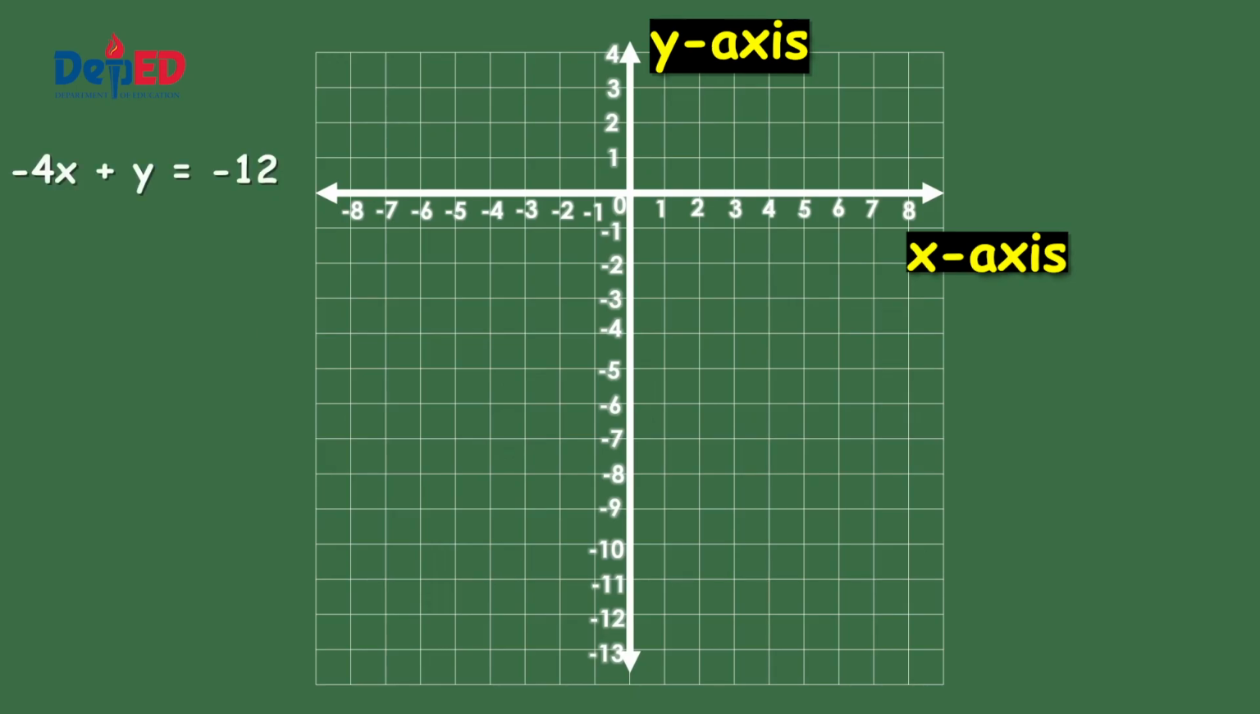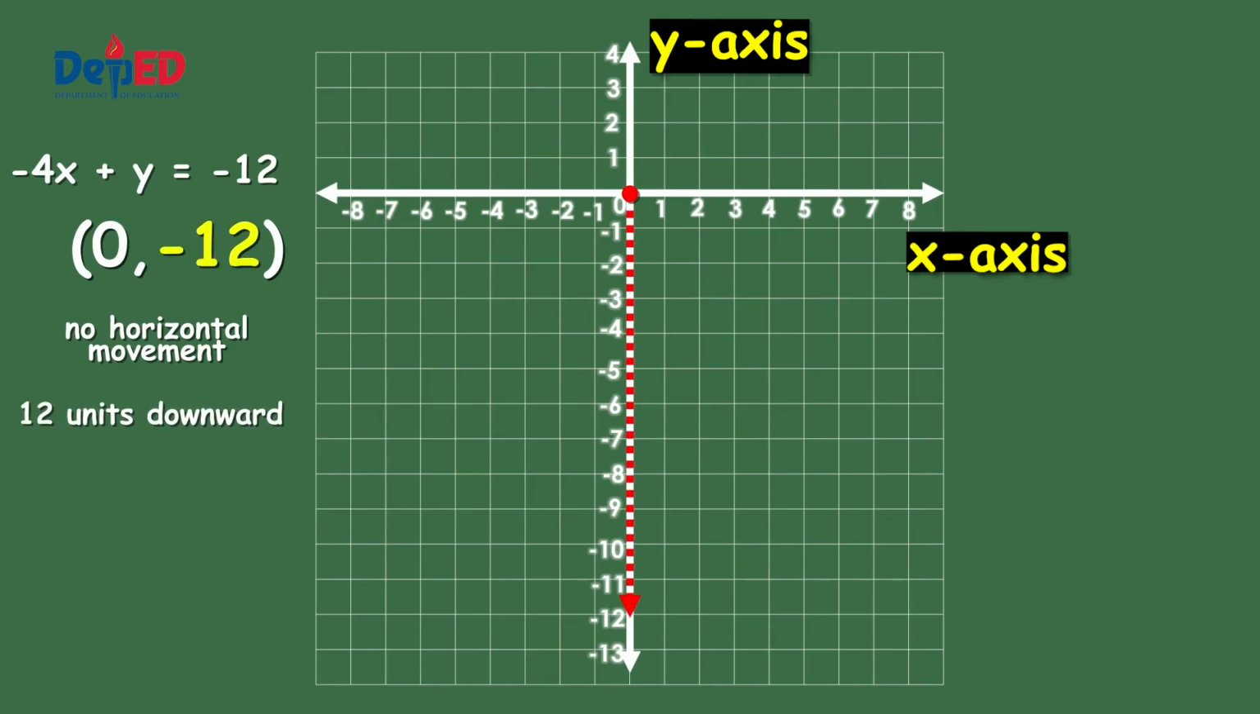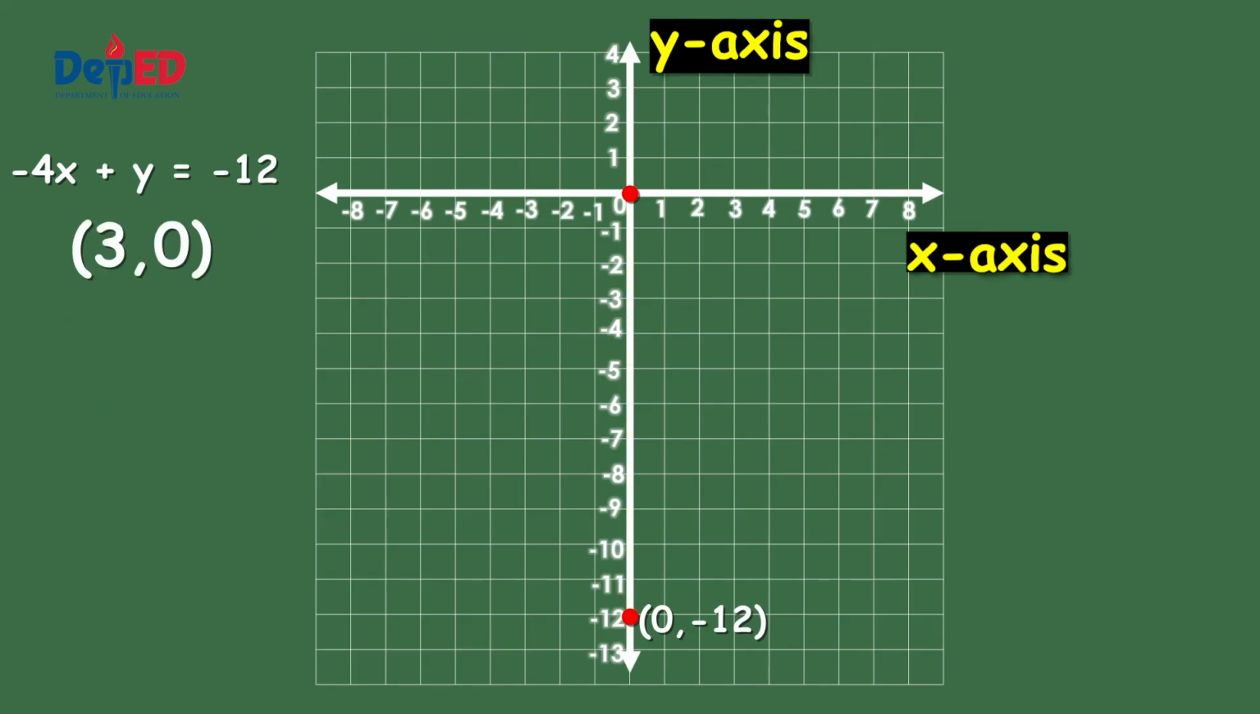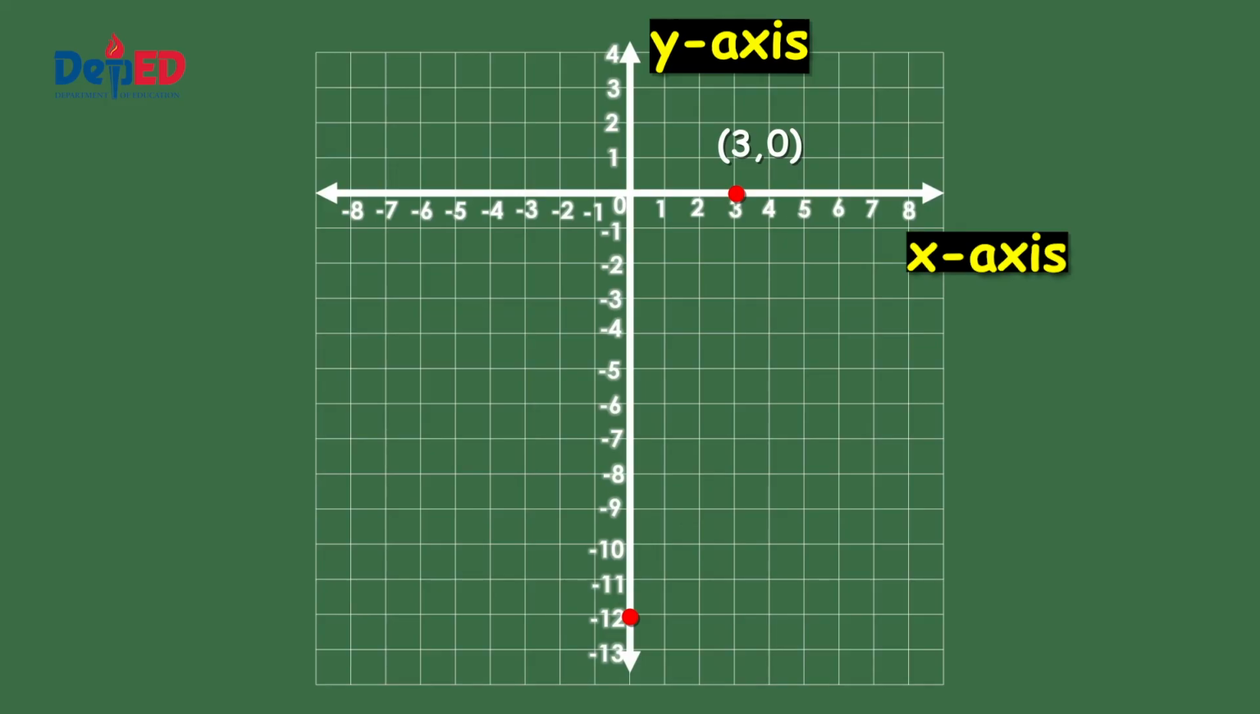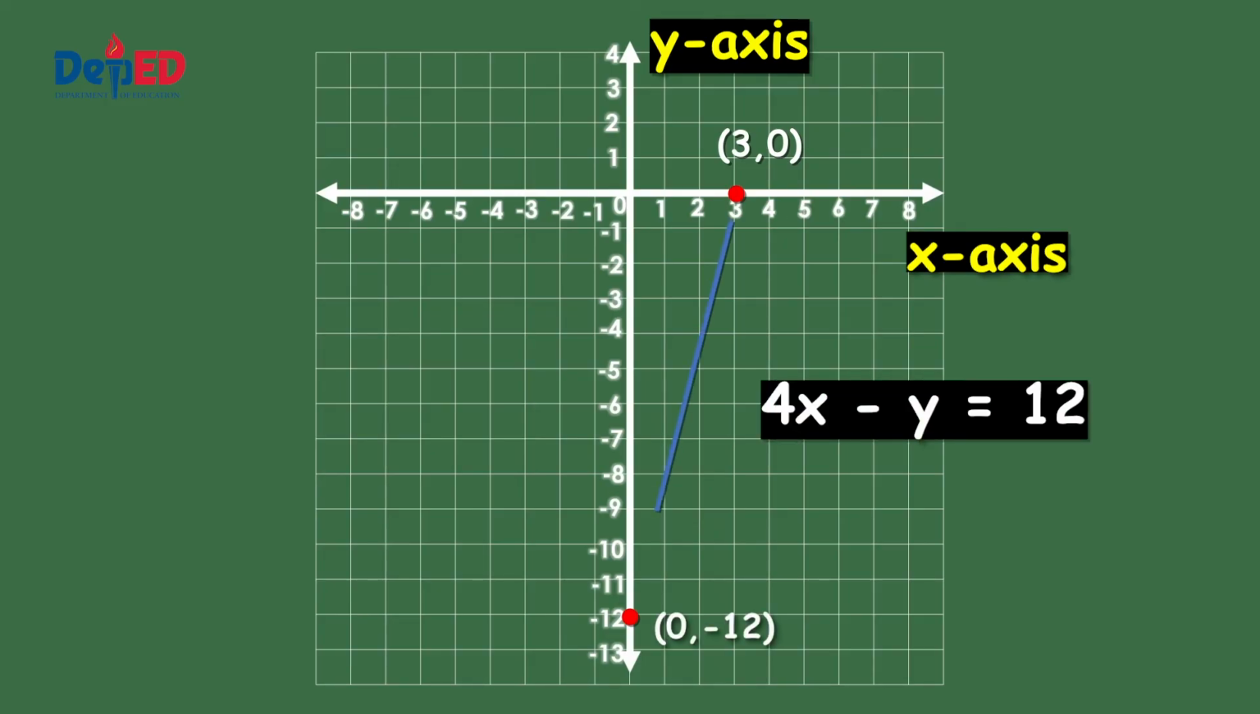Then we plot these points (0, -12) and (3, 0). (0, -12) means we don't have a horizontal movement. So let's proceed to 12 units downward, since the y value is -12. (3, 0) means we have 3 units going to the right, but no vertical movement after that. Then finally, we connect these 2 points. Then that is the representation of the solutions to the equation 4x minus y equals 12.